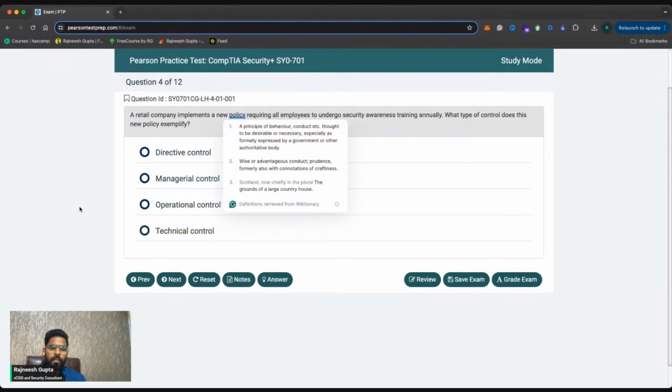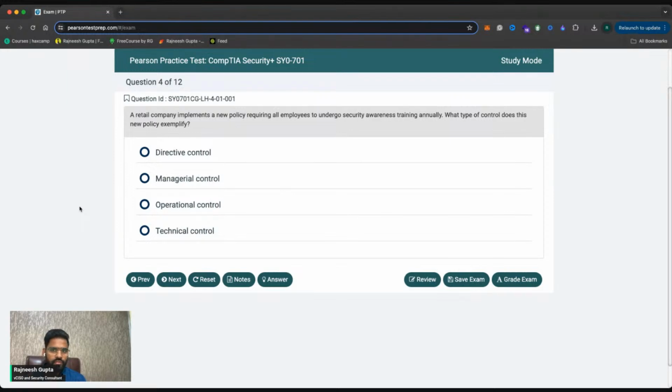Whenever you talk about a policy, the technical things won't really come into the picture. Who defines the policy in the real world? When you're living with your family, who decides what to do and what not to do, right? Your guardian, your parents decide, right? So it's not someone who is operational. So when it's about the policy, it cannot be technical, it cannot be operational, it can be either directive control or managerial control.